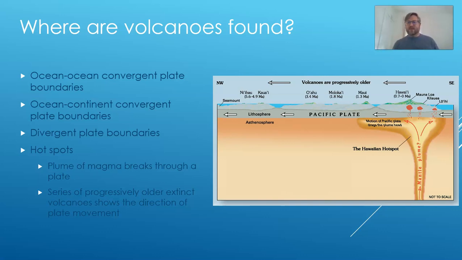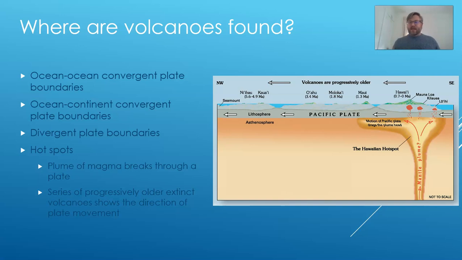Continue going upstream, we get to these other islands, and they get progressively older, right? Molokai is 1.8 million years old. Oahu is 3.4 million years old. Kauai is 5.6 to 4.9 million years old. And then if we keep going in that direction, we run out of islands, but we find what are called seamounts. So these are mountains on the seafloor that just aren't big enough to stick up out of the ocean.